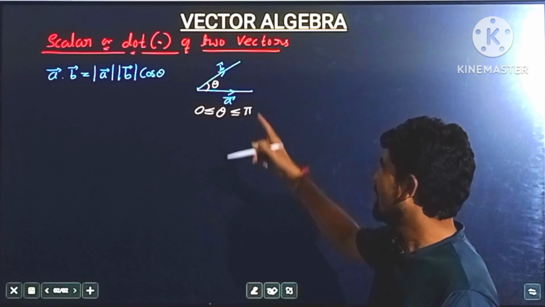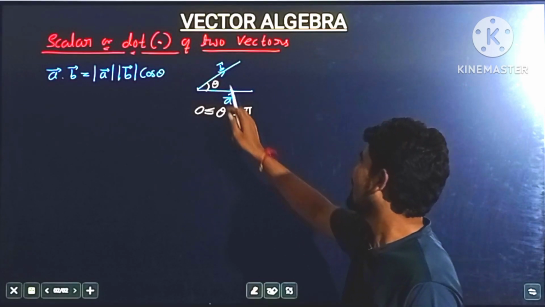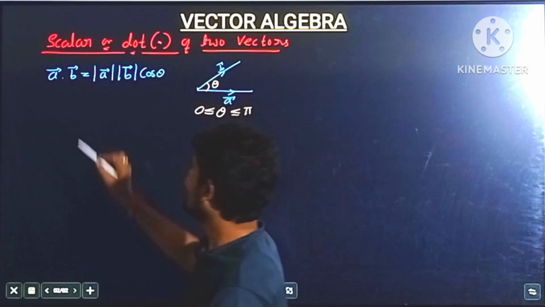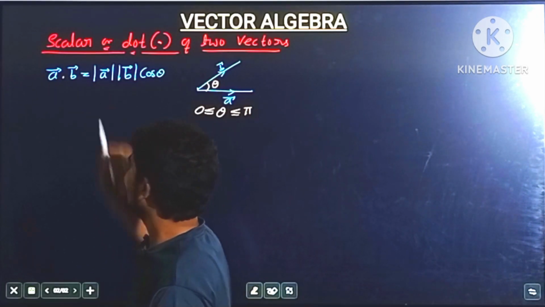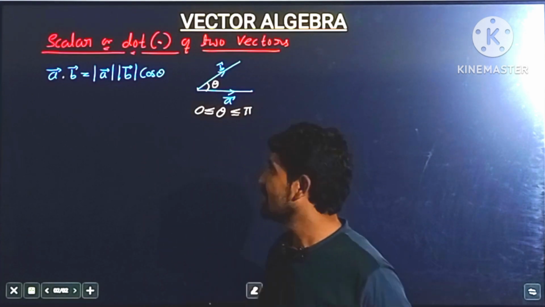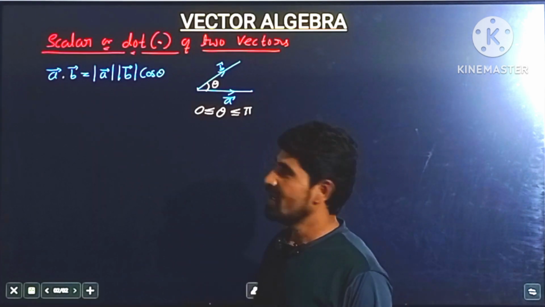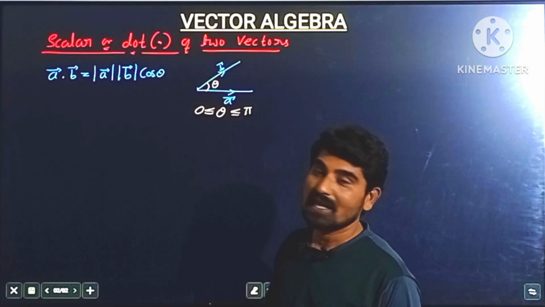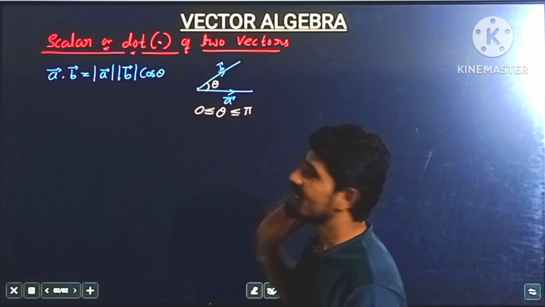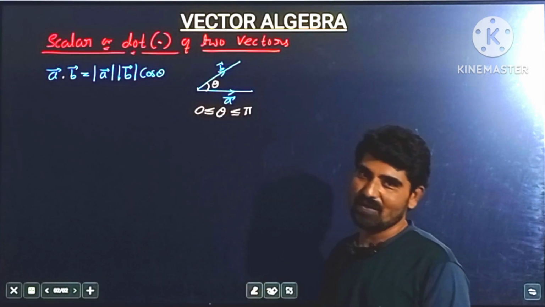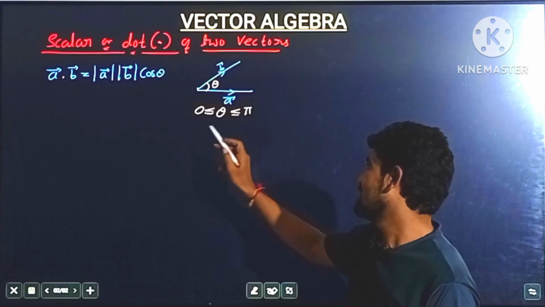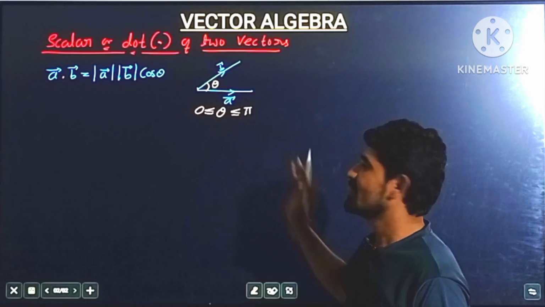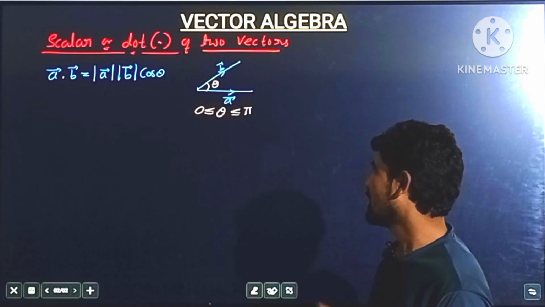See here, dot product of two vectors a vector and b vector is denoted by a vector dot b vector, and it is defined by magnitude of a vector into magnitude of b vector into cos theta, where theta is the angle between a vector and b vector, and the range of theta is always greater than or equal to 0, less than or equal to pi.